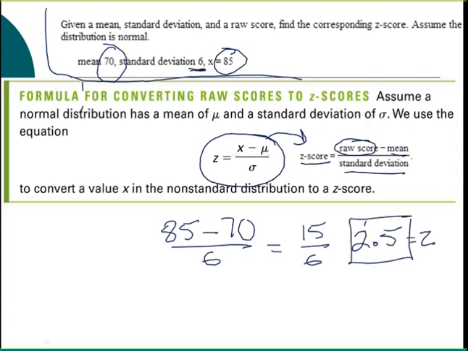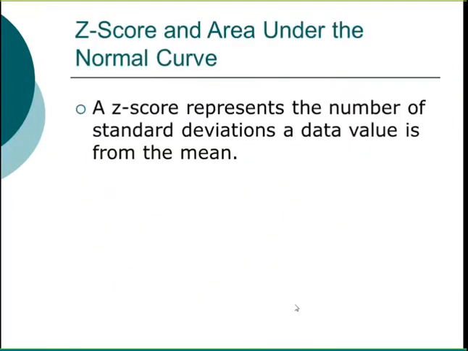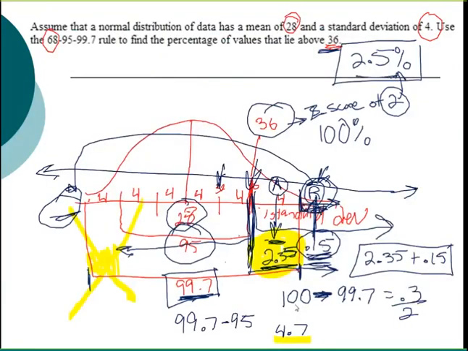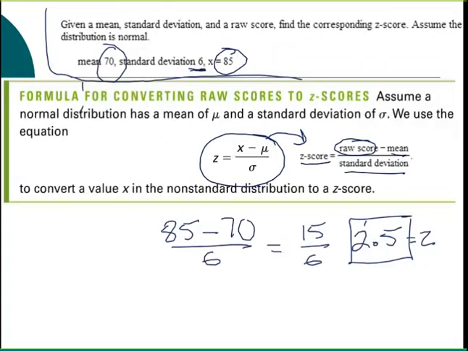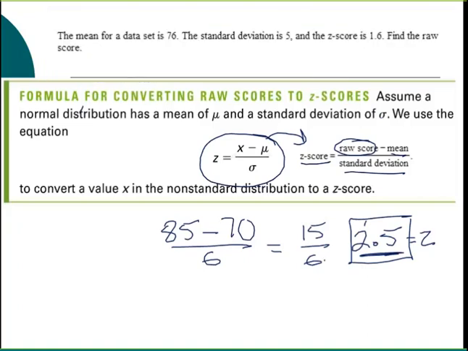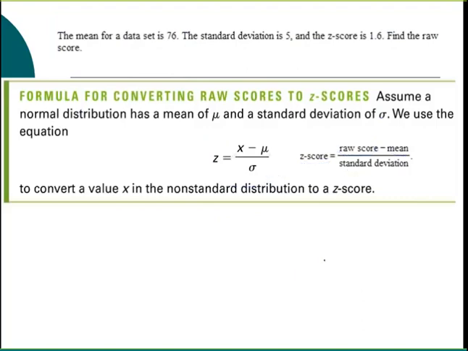Okay. Just like what we had earlier, that means that exactly like 36, we know that here we have our 2.5. Sorry, never mind. So we have 2.5 as our z-score. It's not like 36, it's actually further to the right than 36 was. Okay. Or in a similar type of problem, here we go. We've got a mean for a data set of 76. The standard deviation is 5. The z-score is 1.6.